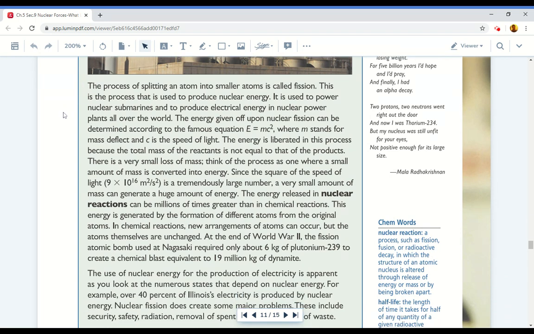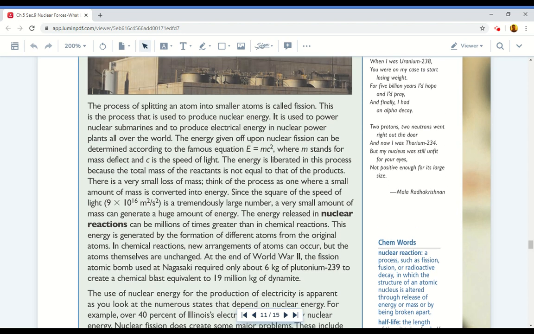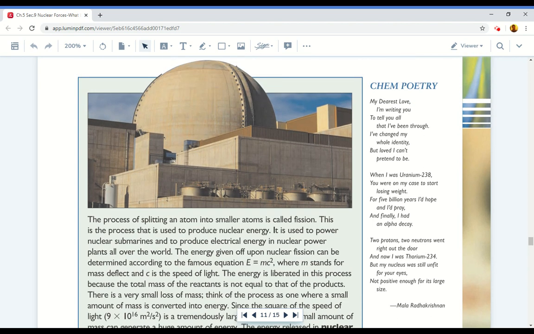The process of splitting an atom into smaller atoms is called fission. This is the process that is used to produce nuclear energy. It is used to power nuclear submarines and to produce electrical energy in nuclear power plants all over the world. Let me scroll up a little bit so that as I'm reading this, you can see this nuclear power plant.